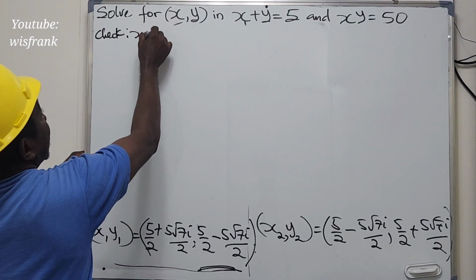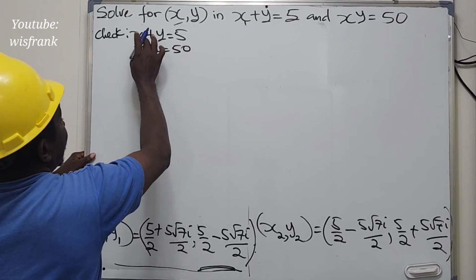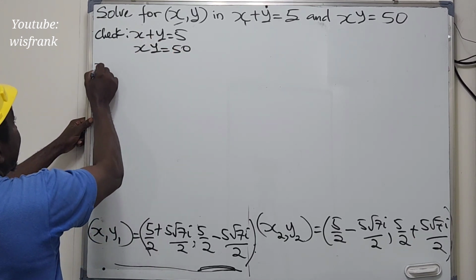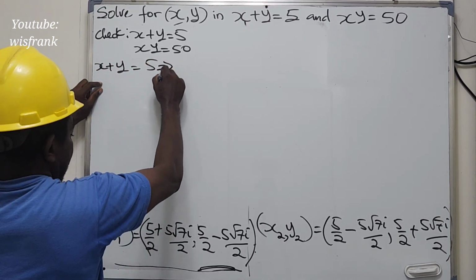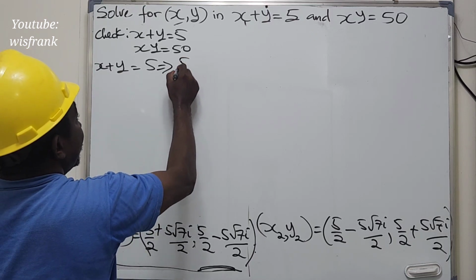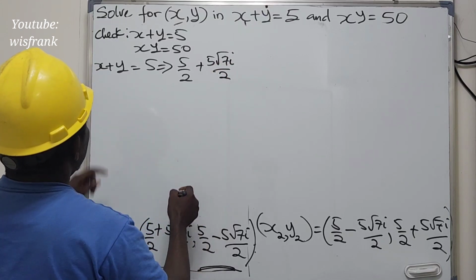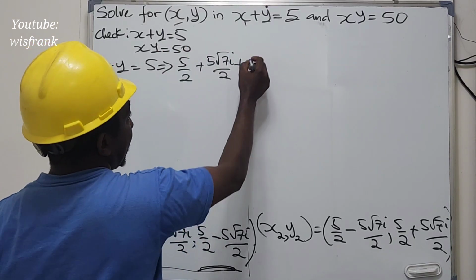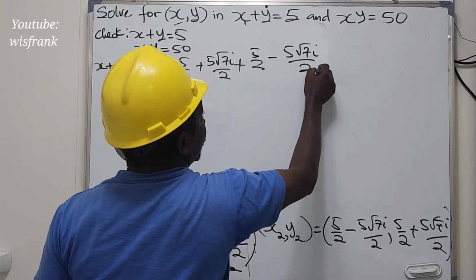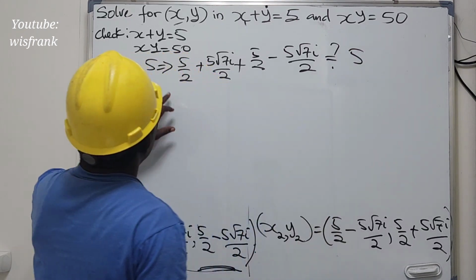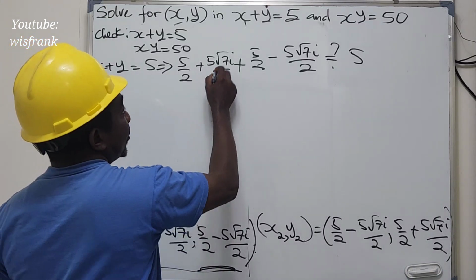For us to check whether this solution is correct, we say check. We have that x plus y equals 5 and also xy equals 50. So for the first one, x plus y equals 5, this is the same thing as x is 5 all over 2 plus 5 root 7i all over 2, then we have plus y, our y is 5 all over 2 minus 5 root 7i all over 2, which equals 5. So you can see that we have this and this, they are positive and negative, they can cancel each other.